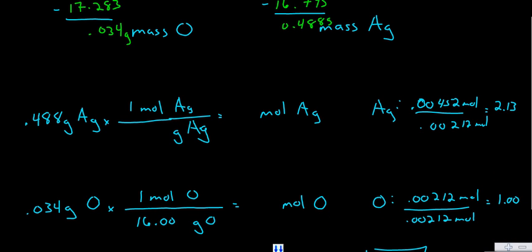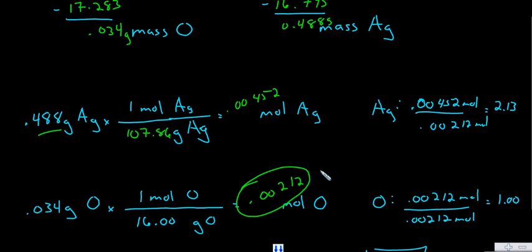Now you can find the number of moles of each one. And so you have that 0.488 grams of silver, and you might know that the molar mass of silver is 107.86 grams per mole, and so you can calculate that we have 0.00452 moles of silver. And the mass of oxygen, converting into moles, gives us 0.00212 moles of oxygen. Now, in order to determine the mole-mole ratio, you need to divide these moles of each thing by the smaller number.